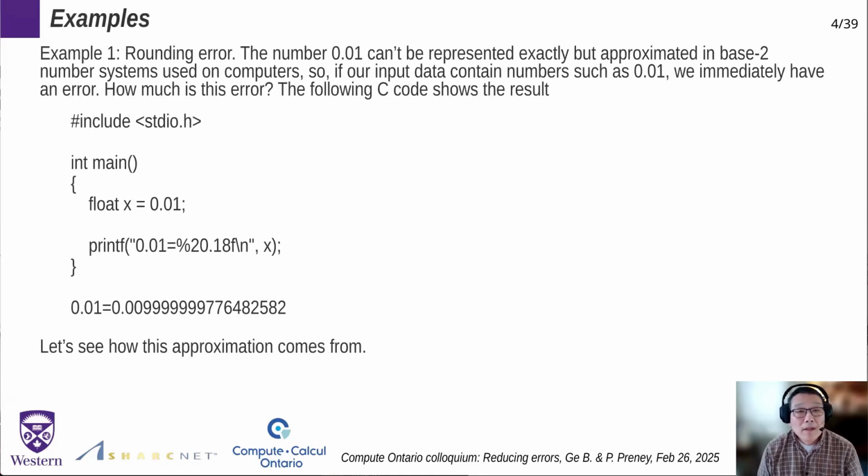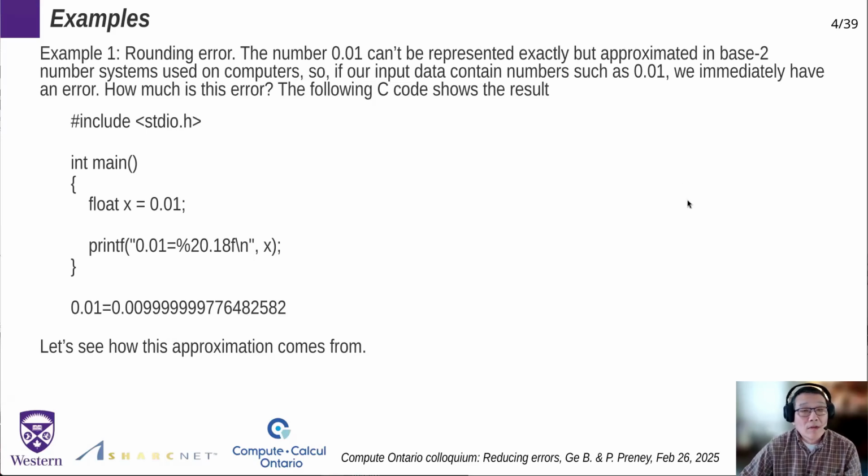First example, rounding errors. The base 10 number 0.01, you may or may not be aware, is not representable exactly, but approximated in base 2 number systems on computers. So if our input data contains numbers such as 0.01, we immediately have an error. So how much is this error?